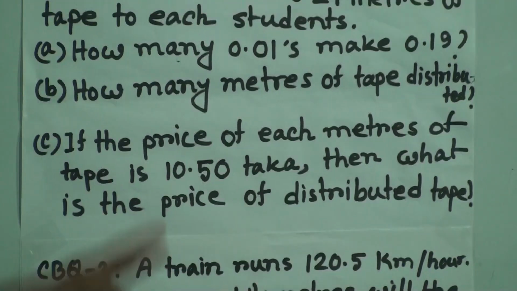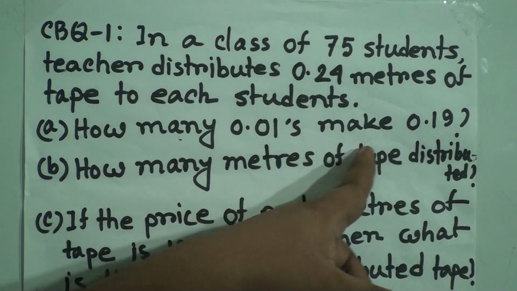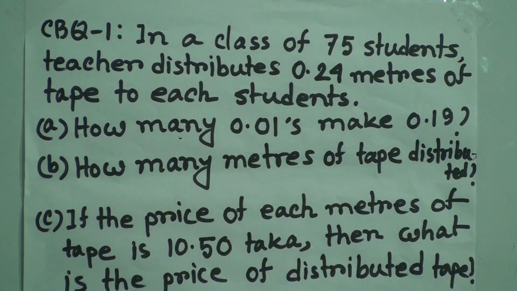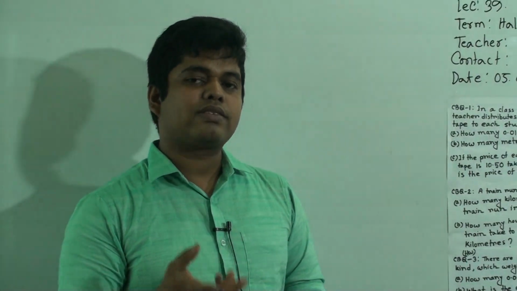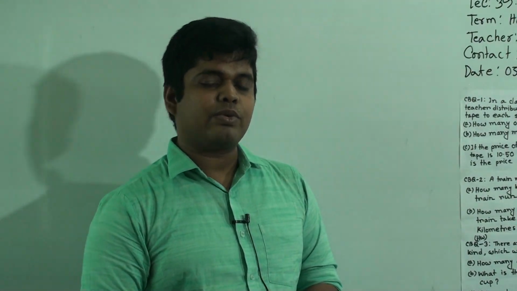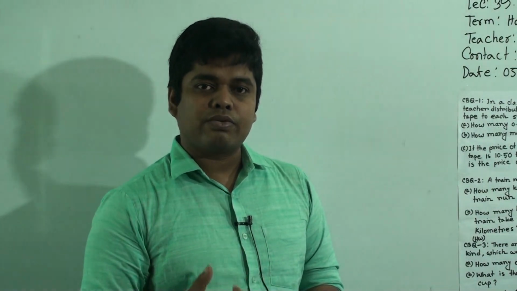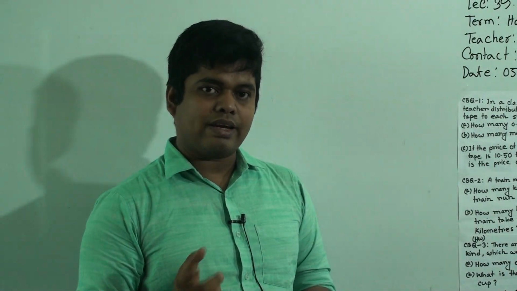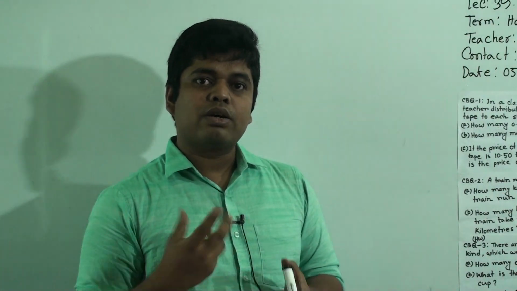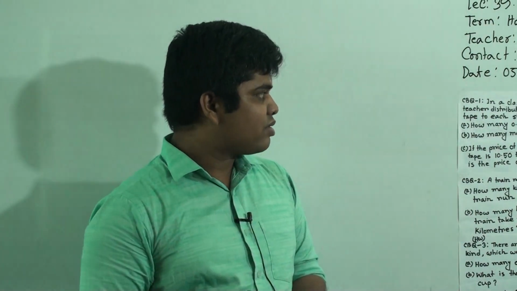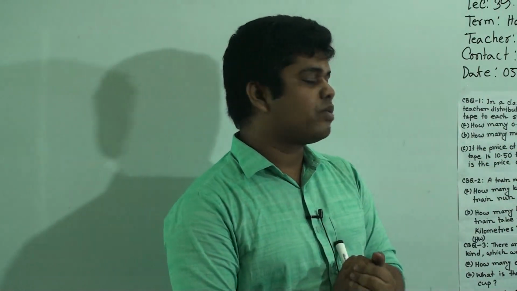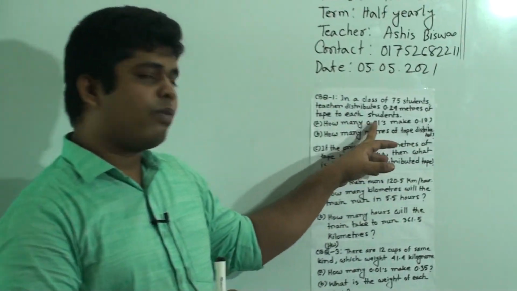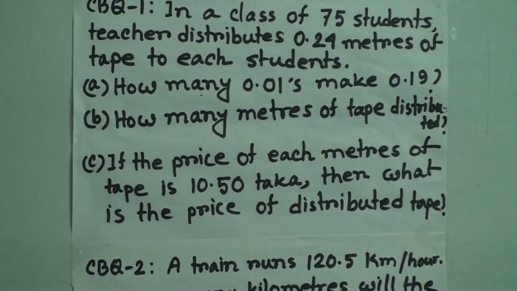So how many 0.01 make 0.19? My dear students, if I ask you how many 2 make 8, what will be the answer? The answer will be 4. And how can we get the answer 4? We divide 8 by 2 and we get 4. That means to make 8, four 2s are needed. Just like this, how many 0.01 make 0.19? That means we divide 0.19 by 0.01 and we get the answer. I hope you have understood.